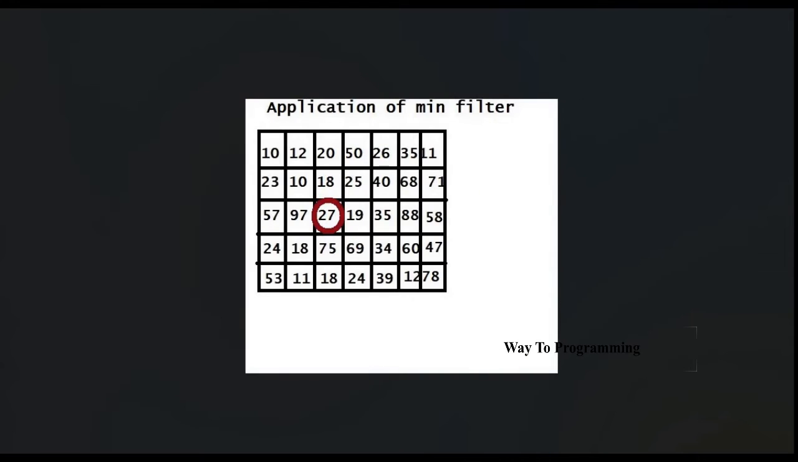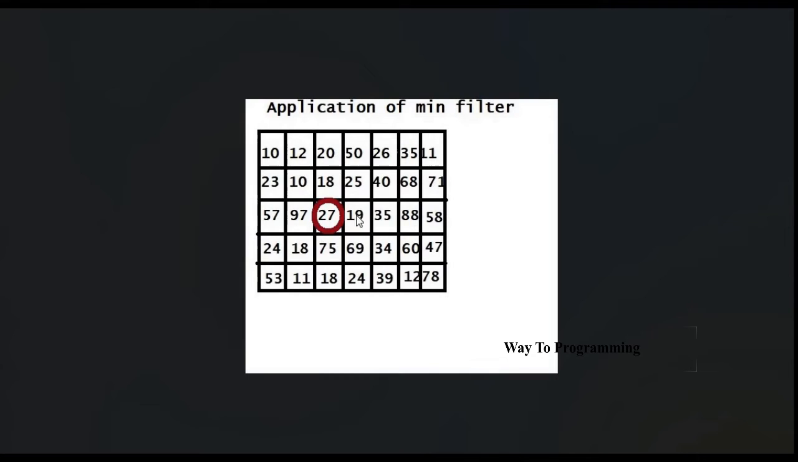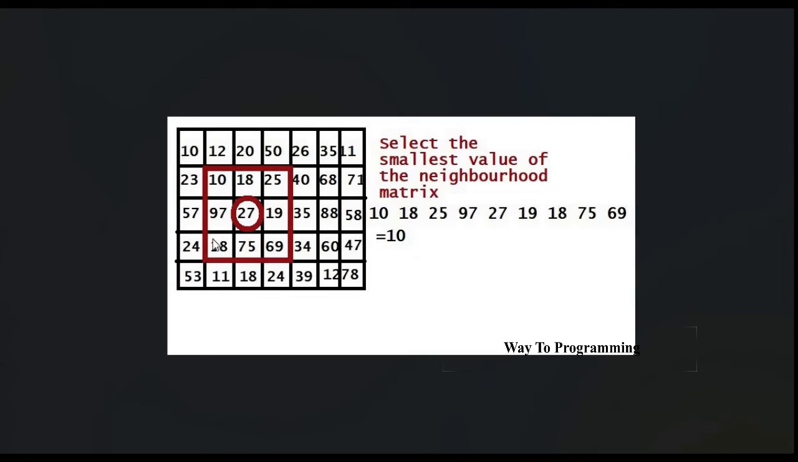Now let's see how you can apply the min filter. We'll apply it on this same image, on this same pixel. Again, you first have to choose a 3 by 3 neighborhood matrix. It will be the same, obviously: the 2 immediate pixels left and right, the diagonal pixels, and then above and below. So we have a 3 by 3 matrix here. Once you do that, you just write all the pixel values.